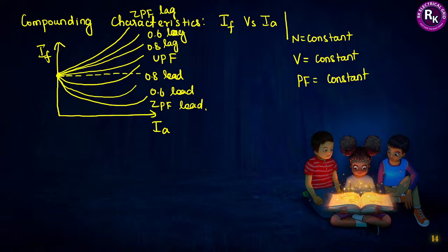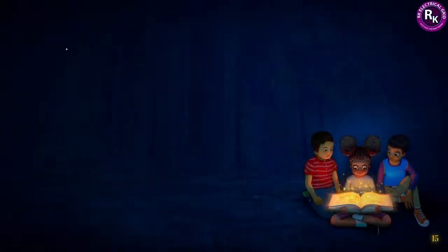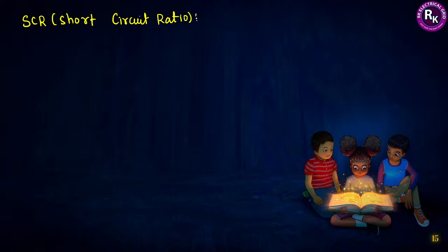Okay, yes. So after that, what we have to discuss here is short circuit ratio. From the characteristics of the alternator, immediately after completing this, we'll be talking about something called SCR. It is simply called SCR. It is not silicon controlled rectifier here. We are in electrical machines. Here it is called short circuit ratio.